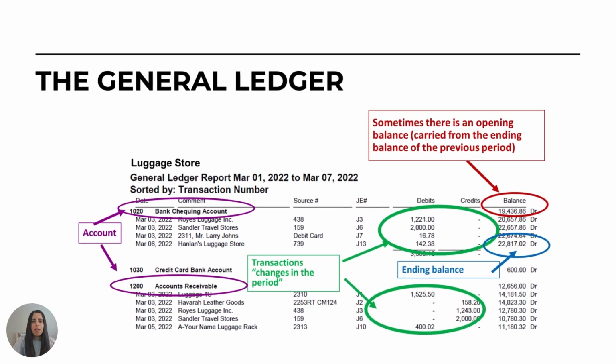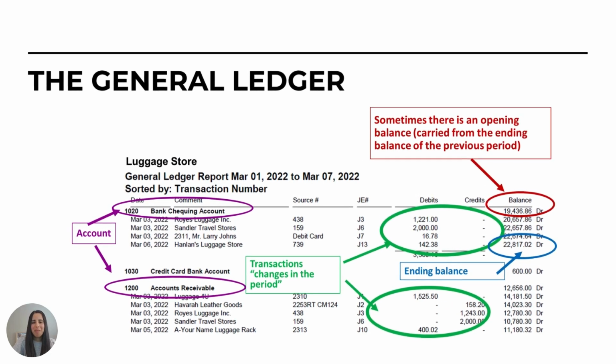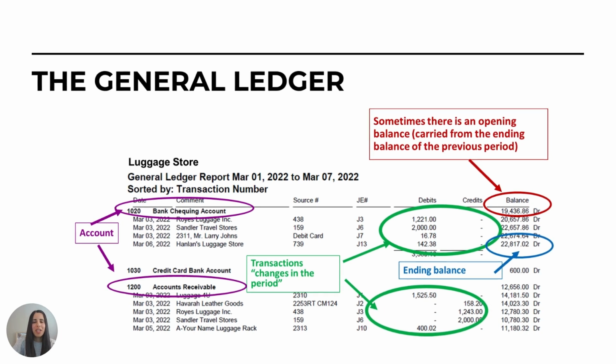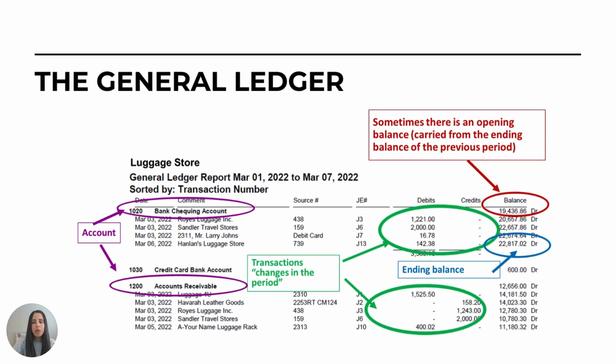Now, this is an example of a general ledger. It's quite complex, so don't worry about knowing how to complete a general ledger to this level of detail at this point. This is just provided as an illustration. So first you'll see there is a header. We have a company called Luggage Store. It will then state the report name, which is a general ledger report, and it tells us the date. So it's from March 1st to March 7th.